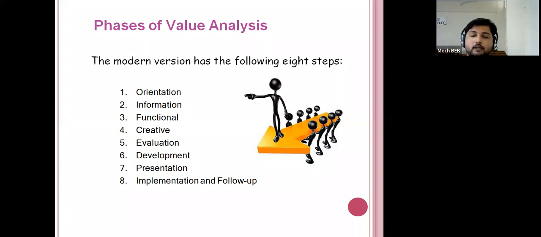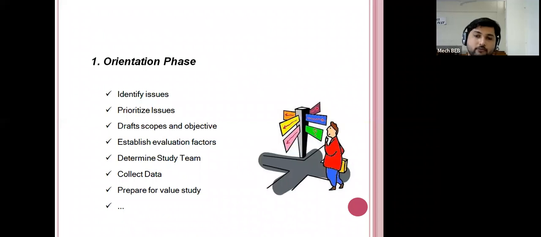Okay. And remember that value analysis should be carried out over the existing product. Okay. So orientation phase, what task should one do during the orientation phase? During the orientation phase, a particular product will be selected and the issues related to that particular product will be determined. Then those issues should be prioritized. Okay, priority number 1, 2, 3, 4. In that manner you have to prioritize the issues.